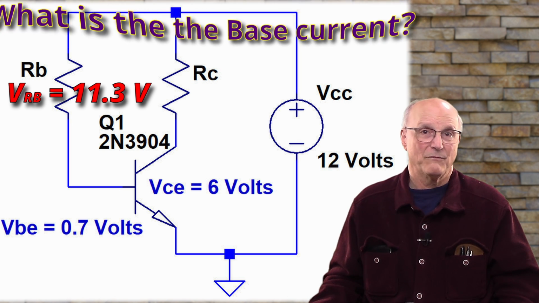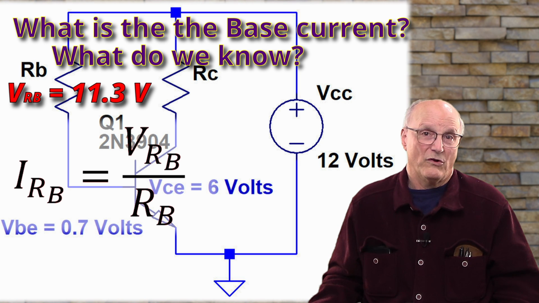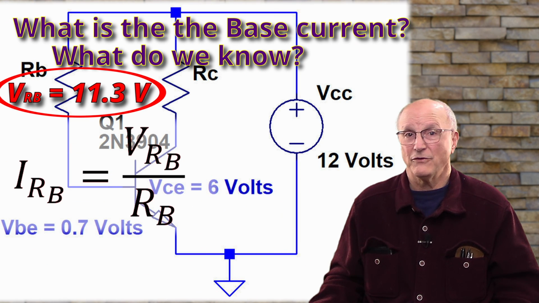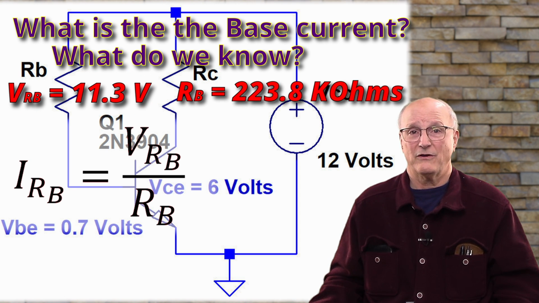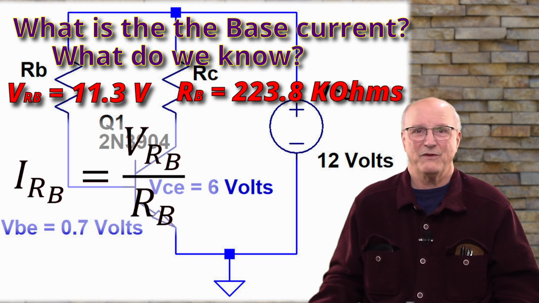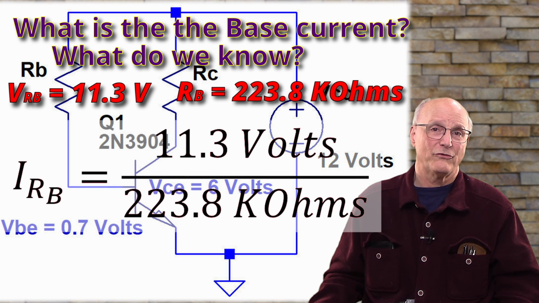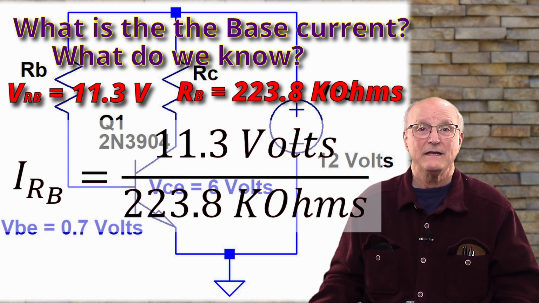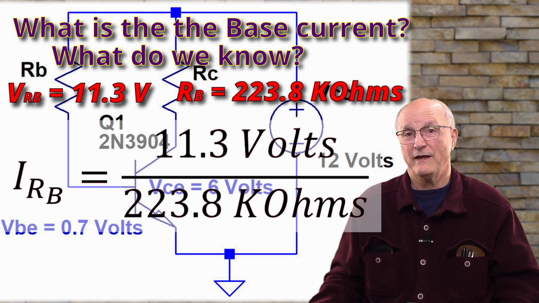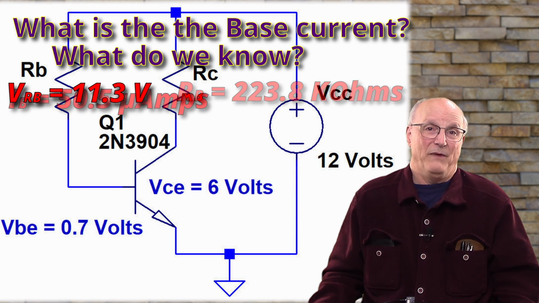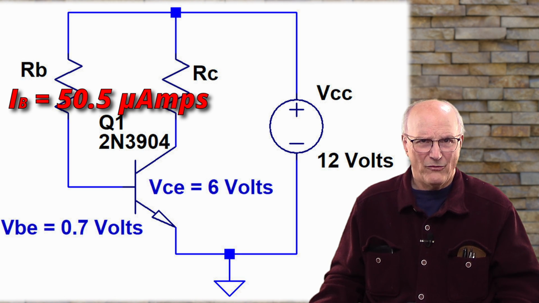So the question is, what is the base current? We go back to our Ohm's law equation. What do we know? Well, we just calculated the voltage across it is 11.3 volts. We know the value of it is 223.8 kΩ, well, because we measured it. Putting these values into our Ohm's law equation, we get the current through the base resistor, or the base current, is equal to 11.3 volts divided by 223.8 kΩ. So the base current is 50.5 microamps. Now we know the base current.